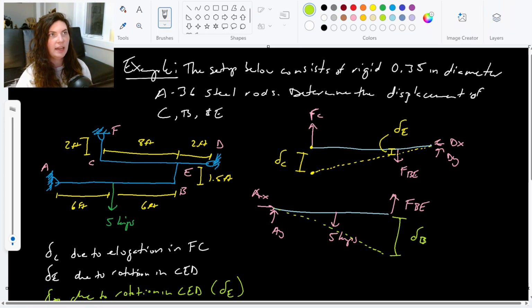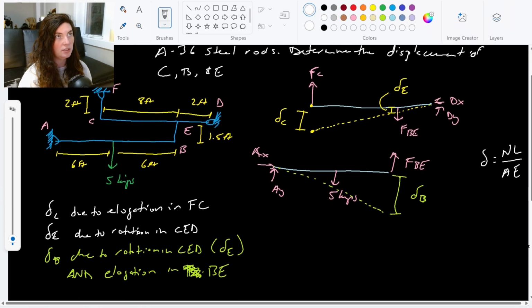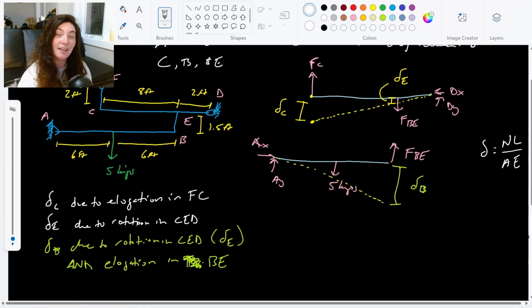And so to go through and actually solve this, we're going to need the forces in those rods to find the elongation with our axial load equation. Our axial load equation again, that delta is normal force times the length over area times modulus of elasticity. So we're going to need to find the normal forces through these rods that cause the elongation. And to do that, we kind of have these free body diagrams here because we're going to have to use statics.